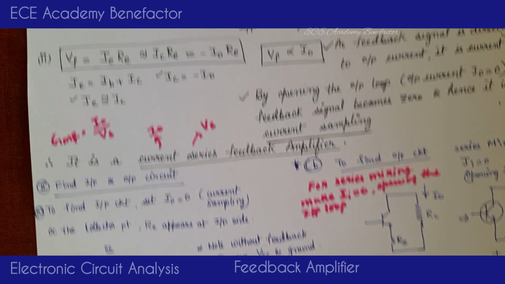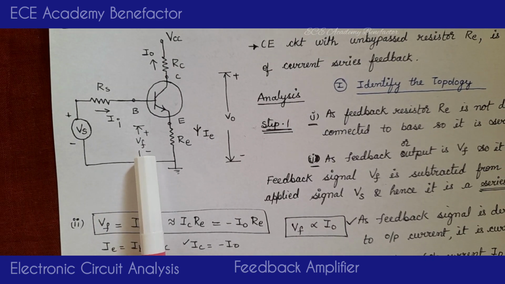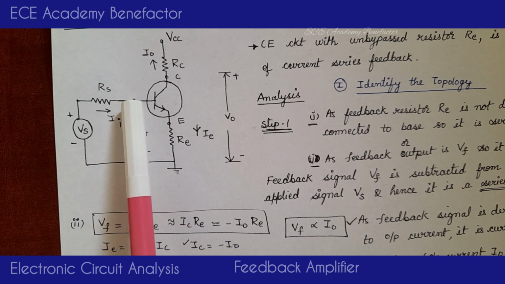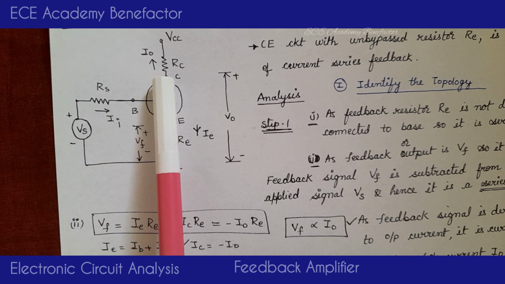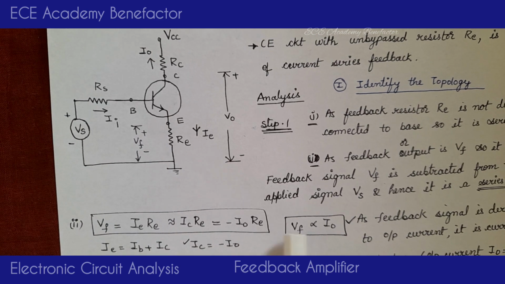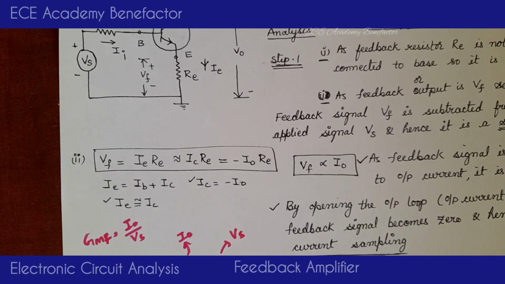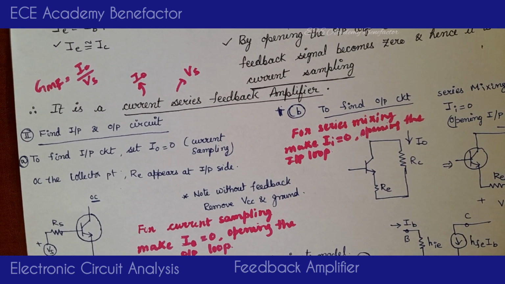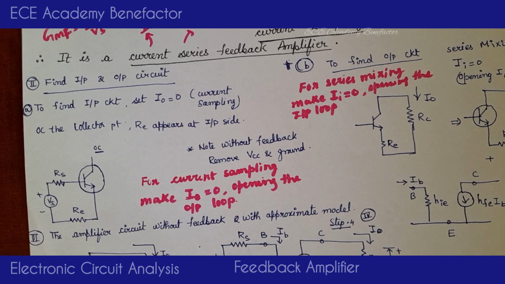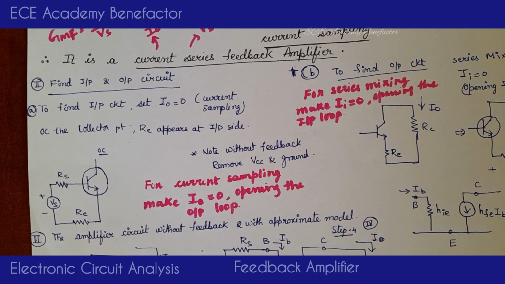So by looking at the diagram, you can easily say it is a current series feedback amplifier. The resistor is not directly connected to the base, so it is series mixing, and by opening the output loop, the feedback signal becomes 0, or Vf is directly proportional to I0, so it is current sampling. Current sampling and series mixing give a current series feedback amplifier. After this first step, we need to draw the input and output circuit to do the analysis.